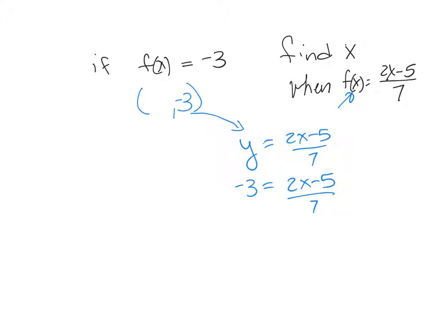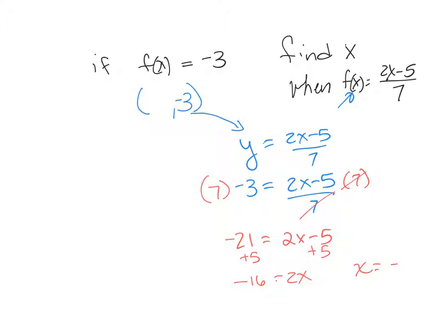Well, the first guy you got to get rid of is that 7 downstairs. So you're going to multiply both sides by 7 to get rid of him. So he's gone over there. And you have -21 equals 2x minus 5. And now you're back to regular algebra. You're going to add 5 to both sides. And that gives you -16 equals 2x. So x equals -8.